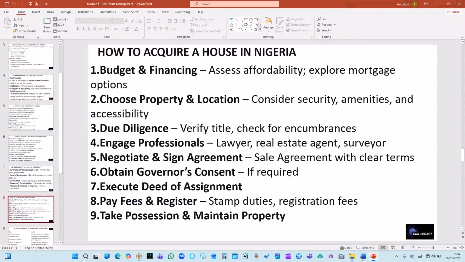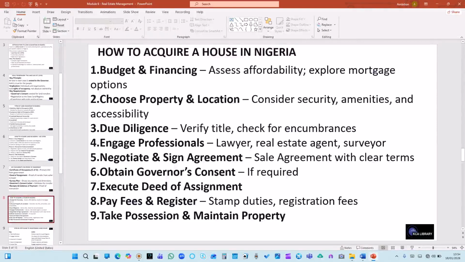You engage professionals like a lawyer, real estate agent, and surveyor to help you acquire the land. Then number 5 step is negotiate and sign agreement. Under this step, a sales agreement with clear terms is specified and agreed on. Then number 6, obtain governor's consent if it is required. Then number 7 step, execute deed of assignment.